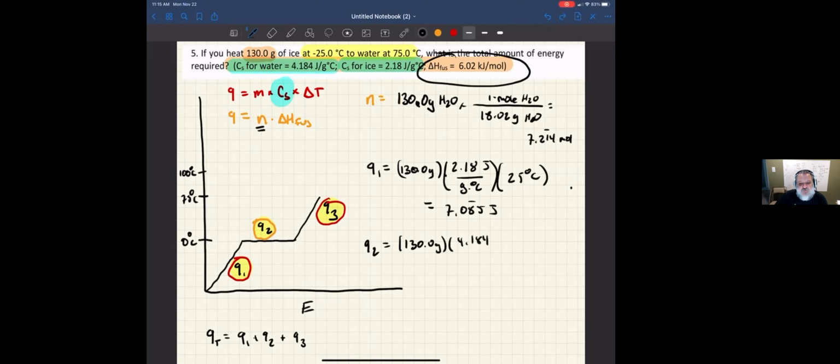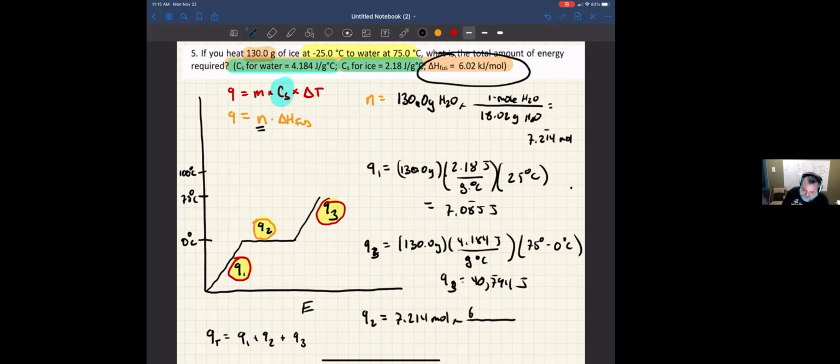So 130 times 4.184 joules per gram degrees C. T final is 75. T initial is 0. So the Q3 total is 40,794 joules. And again, that's Q3. Now let's go ahead and go back and do Q2. That's 7.214 moles times the delta H of fusion, which is 6.02 kilojoules per mole. Mole's going to cancel. And I get 43,430 joules, with the 4 being the sig fig there.